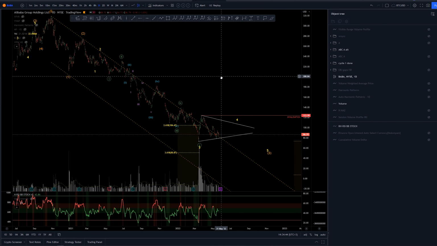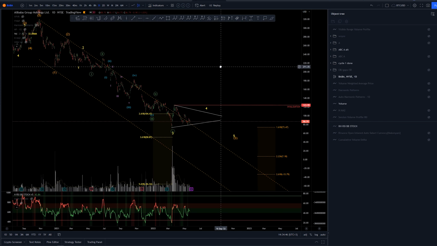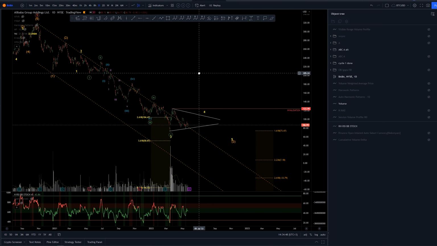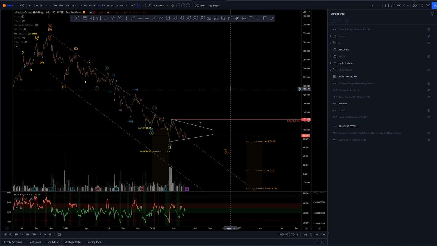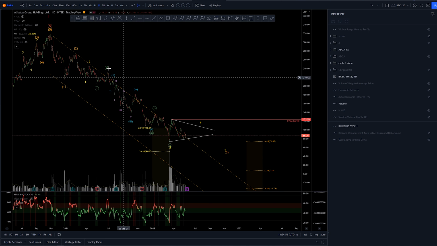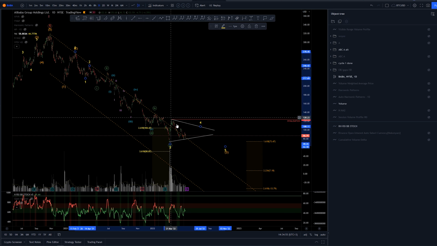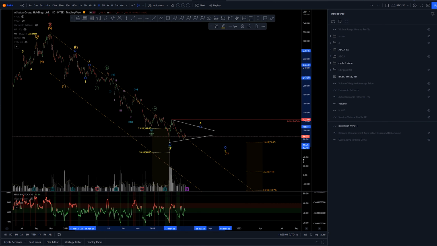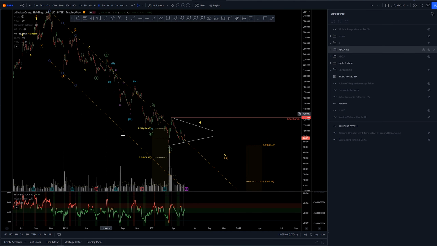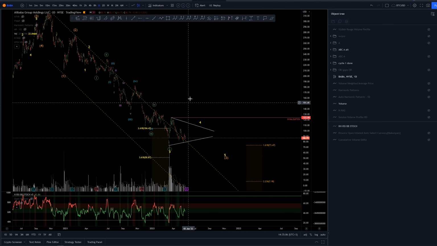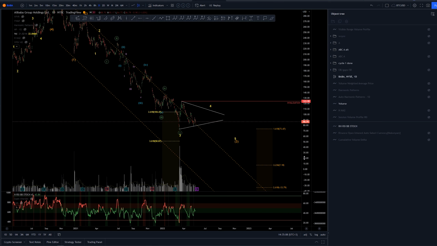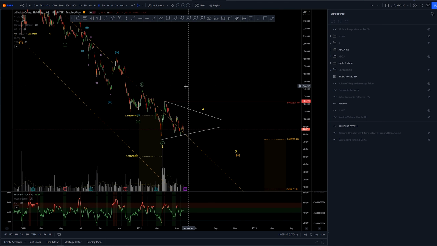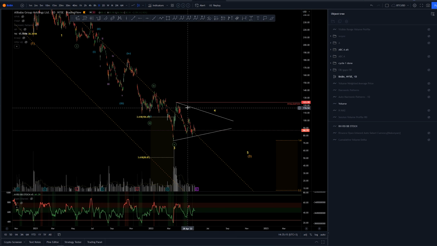Other options we had was something like this. This is actually something that I created just for this video. So this time we're still in the minor degree of wave structures. 1, 2, 1, 2, 3 would only complete up here. Again, this 3 is extended, and currently this price action could give some signs of strength and some signs of weakness as well.